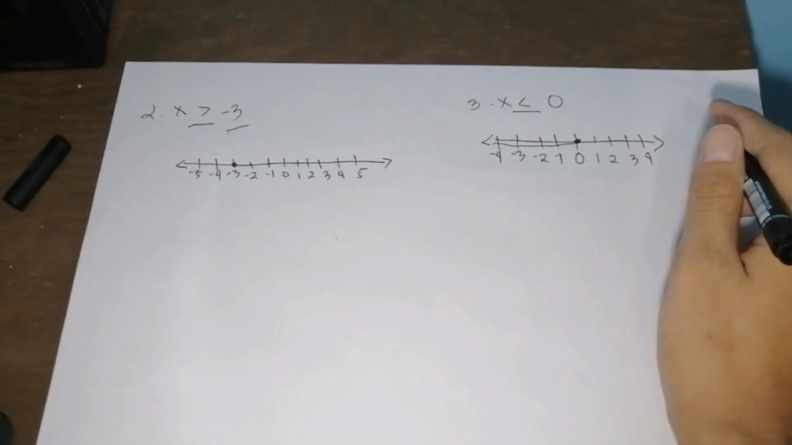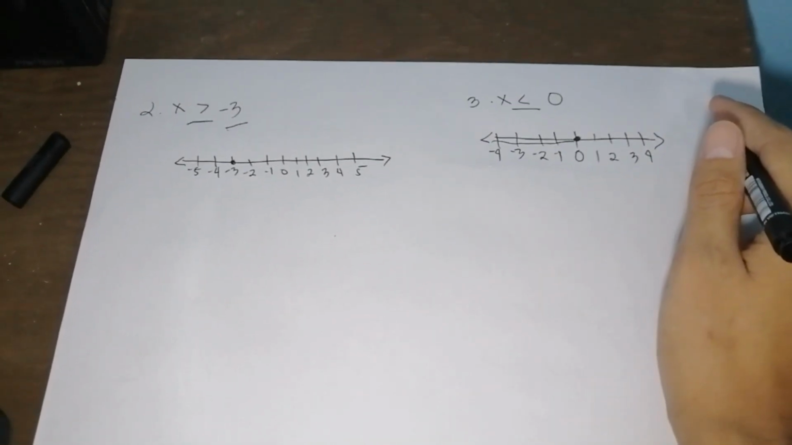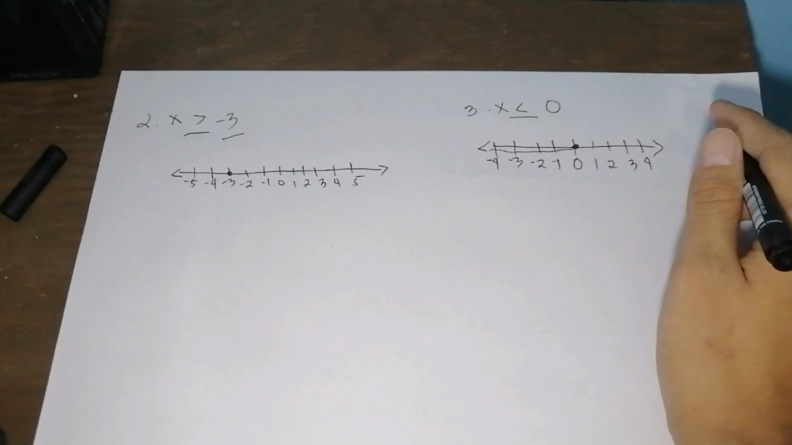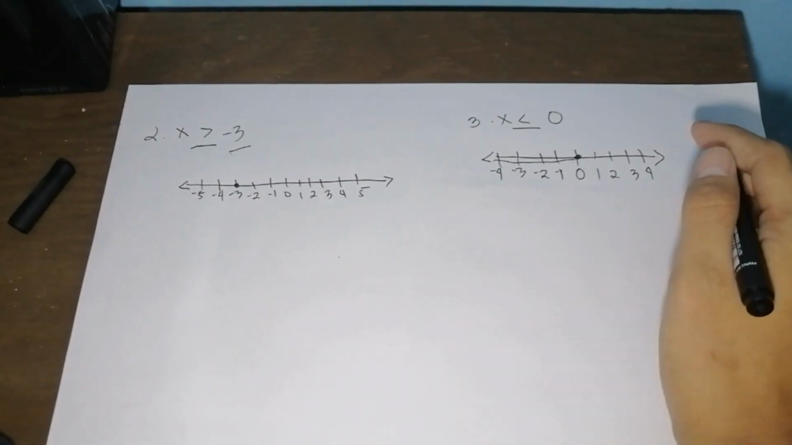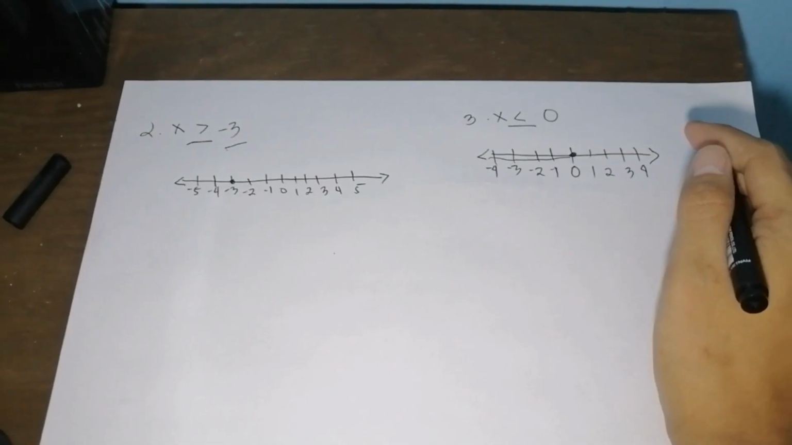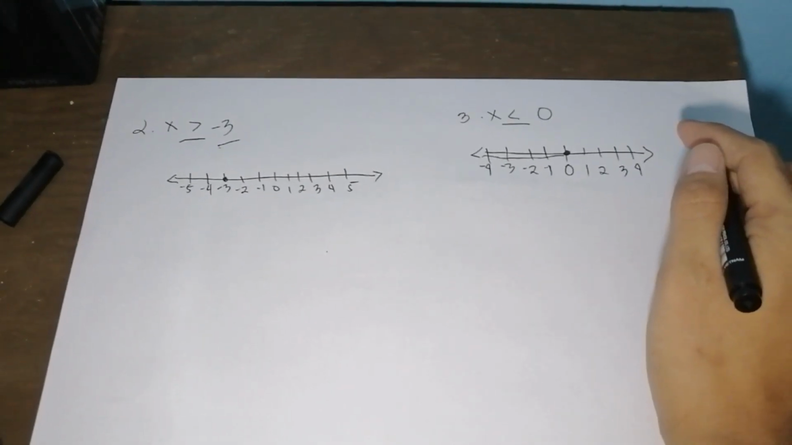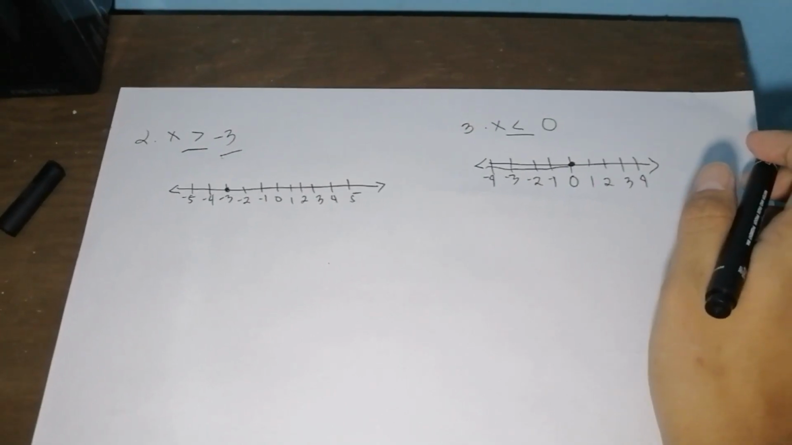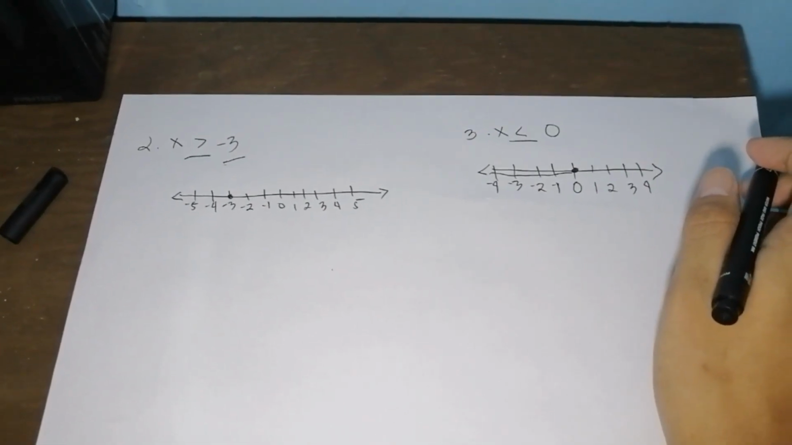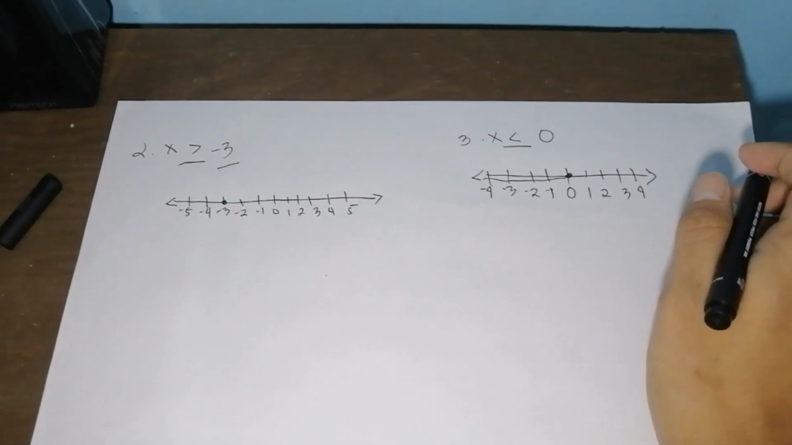As you can see, the examples are pretty easy this time, because the only thing that I base on is which direction it is going. For number 2, it is greater than, so it is going to the right.